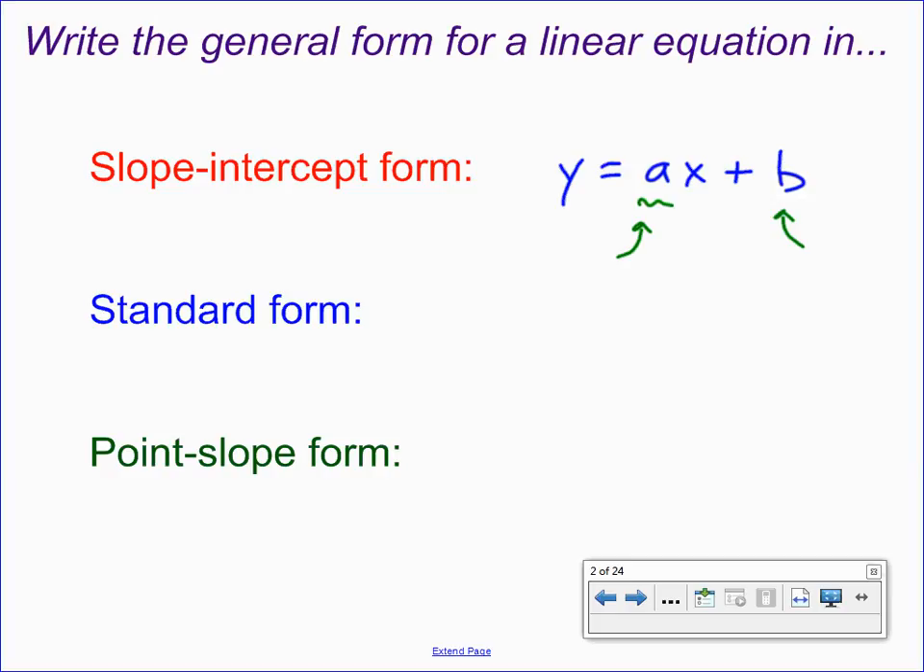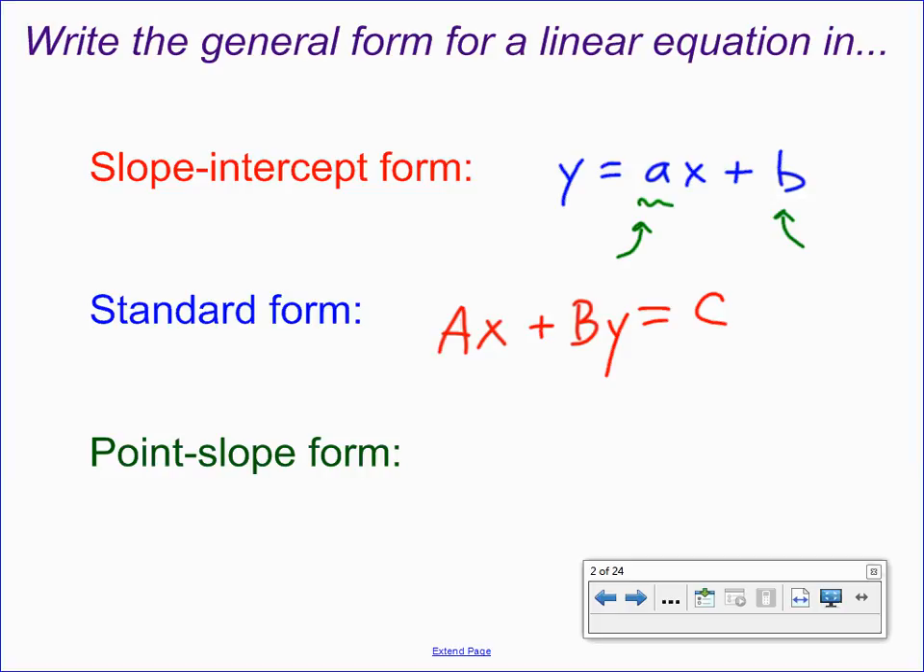What does standard form look like with letters? David? C equals ax plus by. That's absolutely correct. We've got the x and the y on the same side, equals some number c, and a and b are integers. A and b are integers, and we added the requirement that a should be positive too, just for good math manners.